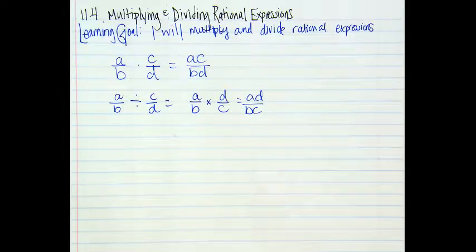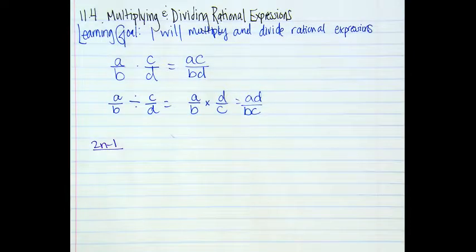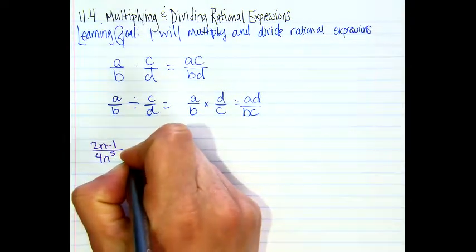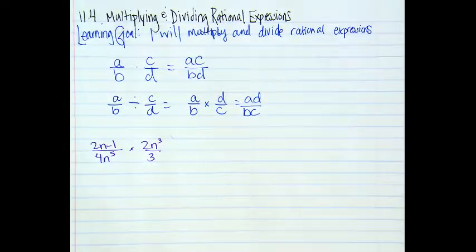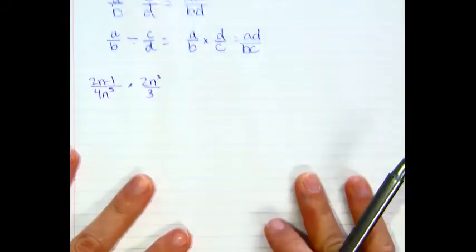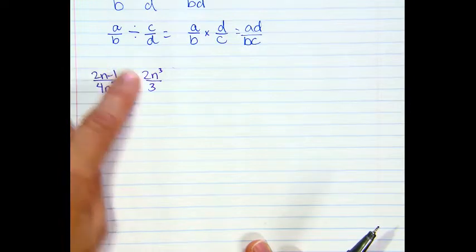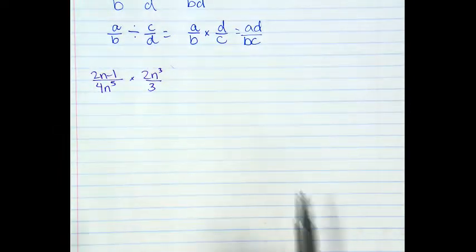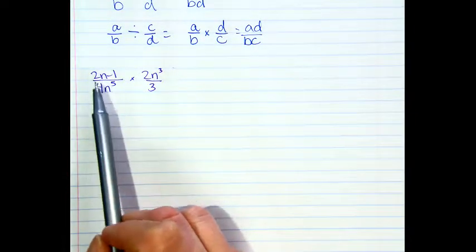Okay, so our first example, we're going to have 2n minus 1 over 4n to the 5th times 2n cubed over 3. So something to keep in mind here is that this 2n minus 1, I can't break that 2 out of there at all. If you want to split something up, you have to be able to factor it. And in this case, this is in factored form. There's nothing that can be broken up.